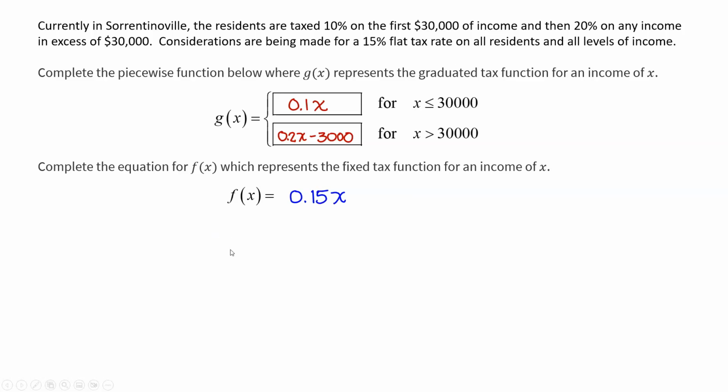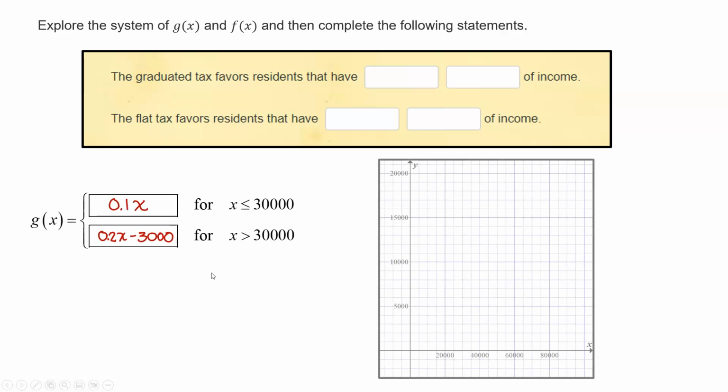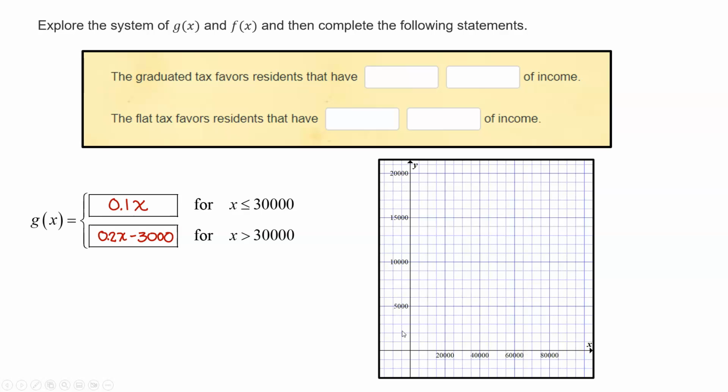So that comes to part 3, which is, well, which one is better? Well, it really depends on what your income is. Because if you compare the two, and you wanted to graph this, where x is representing the income, y is representing the tax, you have 0.1x for values that are $30,000 or less. So you would plot that part right here. And then after that, it's 0.2x minus 3,000. So you'd follow this right here. Whereas if you're doing f of x equals 0.15x, that's what the graph would look like.